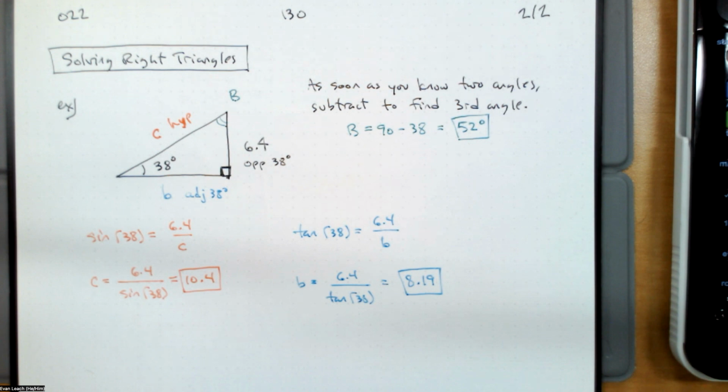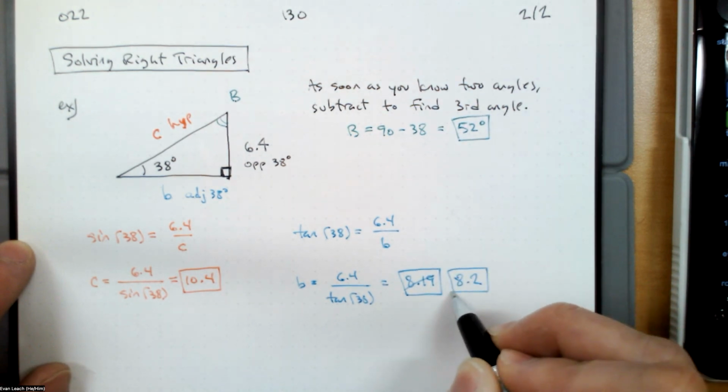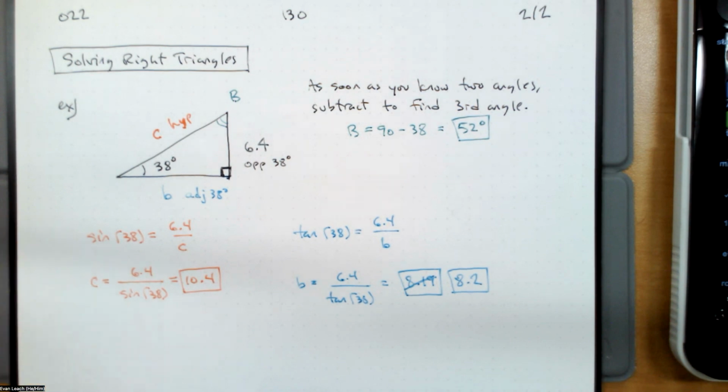We should always do a reality check. I call this a reality check when you're solving triangles. The biggest side will always be opposite the biggest angle. In a right triangle, that will be the hypotenuse. Is the hypotenuse the biggest side that we found? 10.4 is bigger than 8.19 and bigger than 6.4. I should actually just make these match. Maybe it makes more sense to call this 8.2. But yeah, the biggest side is 10.4. That's opposite the biggest angle, the 90 degrees. The smallest side, 6.4, is opposite the smallest angle, 38. So at least this passes the reality check.